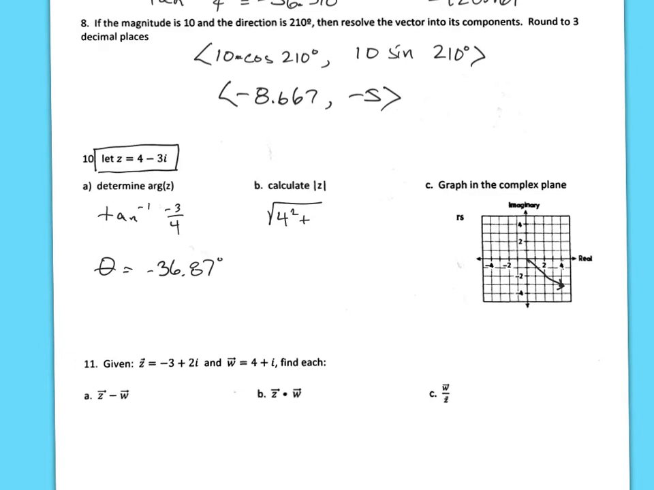For the absolute value, the square root of b squared plus a squared. Do not use the i. i squared is negative 1. It's going to mess up the whole number. So we have the square root of 16 plus 9, which is a plain old 5.